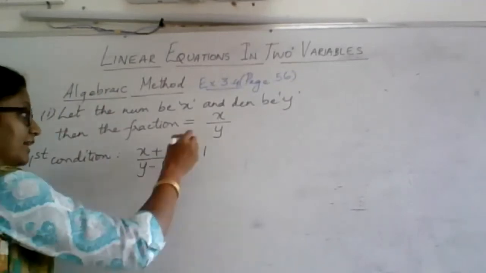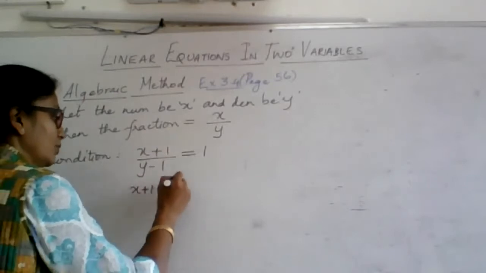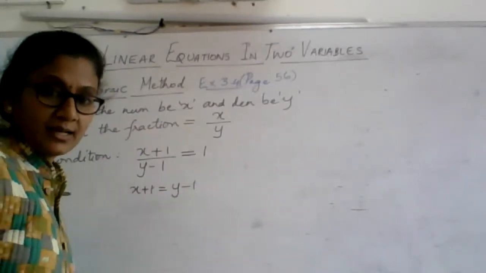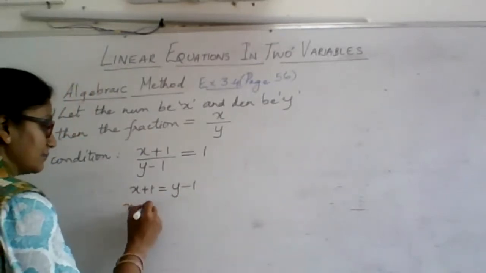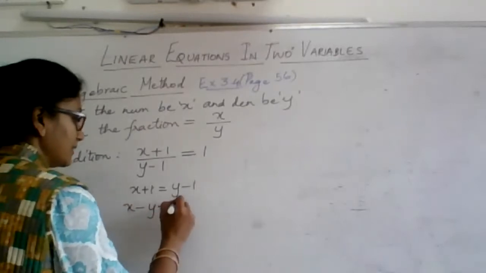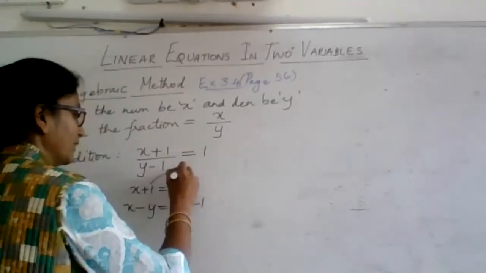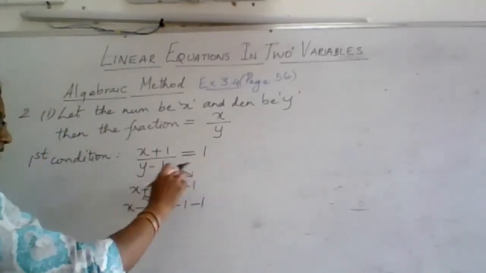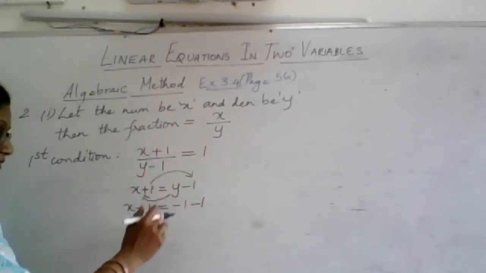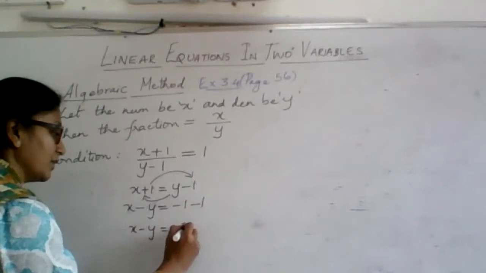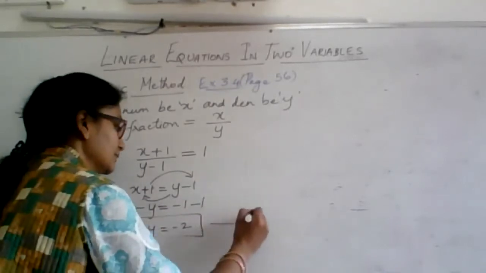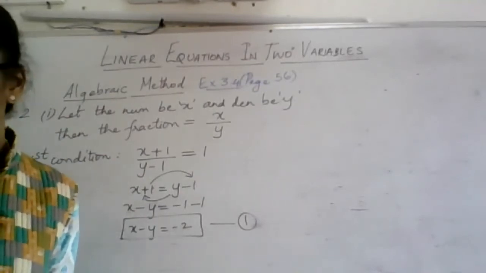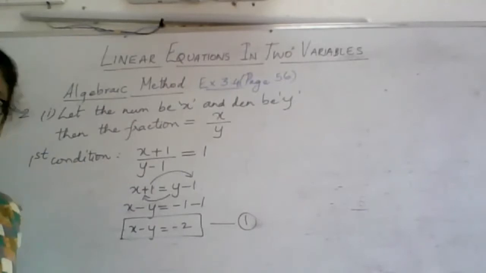So from the first condition, when I cross multiply, I get x plus 1 equals y minus 1. So when I want an equation in two variables, I'll transpose this like this, x minus y equals negative 1, and then the other positive 1 comes here. So y goes here. So x minus y equals negative 1 is there sitting. Another positive 1 goes as the negative 1. So my equation becomes x minus y equals negative 2. This is my first equation. Alright, by the first condition, I got my first equation as x minus y equals negative 2.